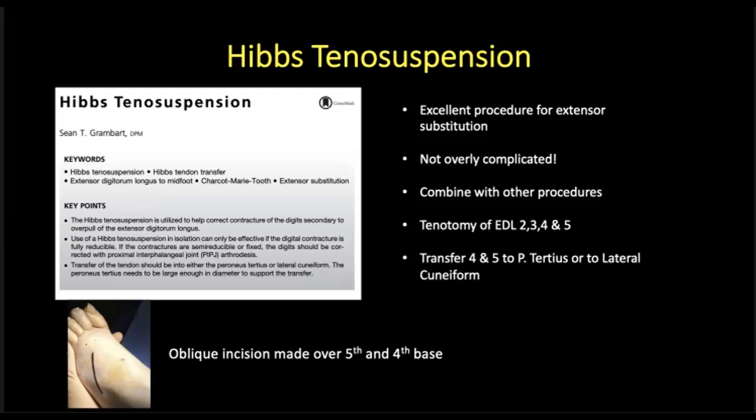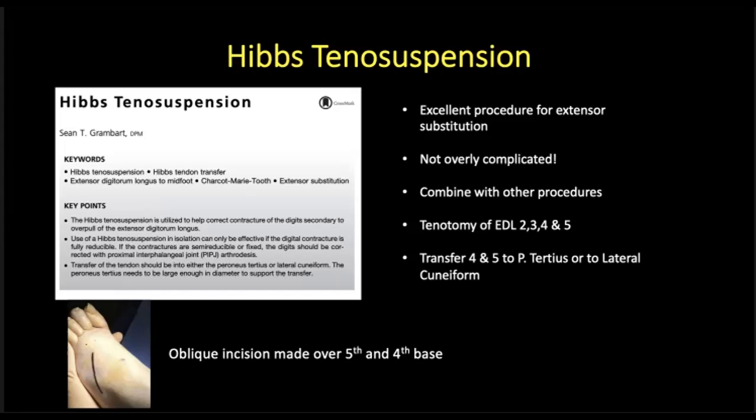Through that incision, once you get past your subcutaneous tissue, you're going to identify the long extensor tendons, and you will essentially tenotomize tendons 2 and 3, let them go, and then take 4 and 5, tenotomize them, and then you will either transfer them to the peroneus tertius or the lateral cuneiform. If your tertius is small, then I advise you to just anchor them into the lateral cuneiform. But I haven't had any issues with anchoring into the tertius.